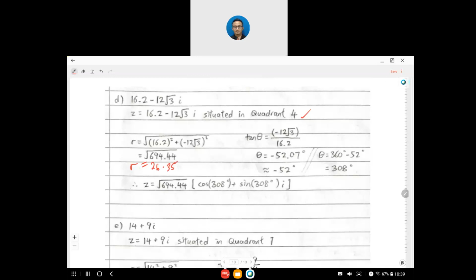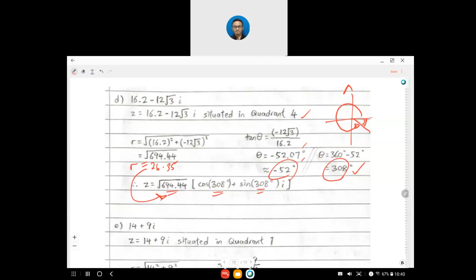Okay, and then when you find the theta, your answer given this one. Negative 52.07, and then you can get 3.08, because your calculator gave this value, but we want to find what is this value. So 360 minus 52.07. Make sure change to decimal places. So this one also same thing. Okay, this one also change. Okay, and then this one change to.